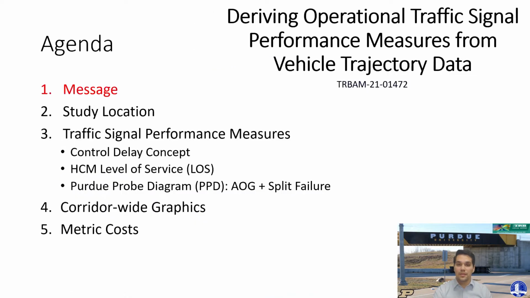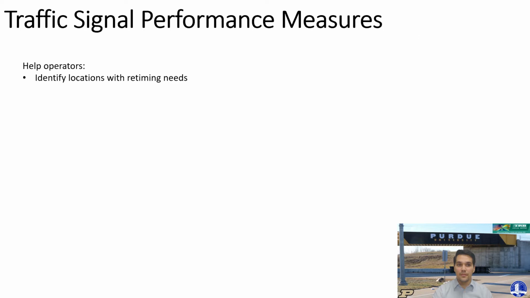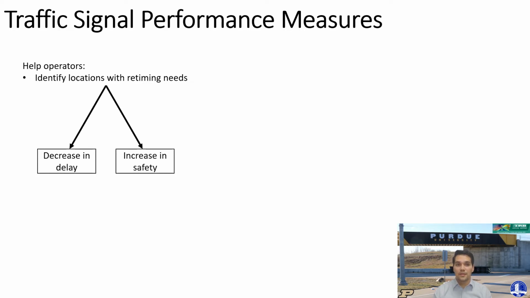We're going to start by talking about the message of the study. Traffic signal performance measures can help operators identify locations that have retiming needs. After these retimings are done, we can have improvements in delay and also in safety.